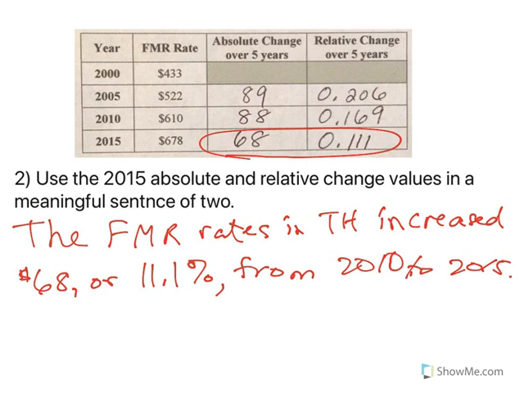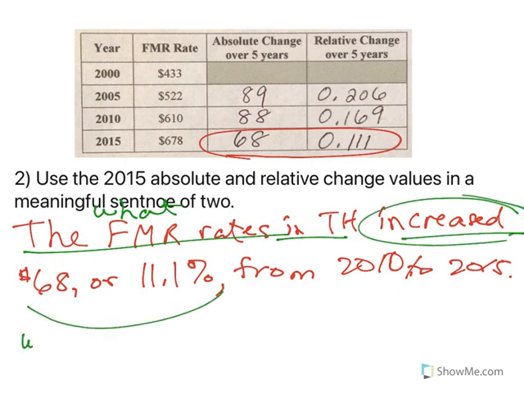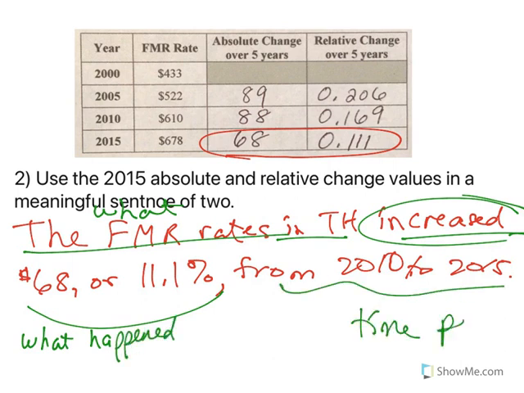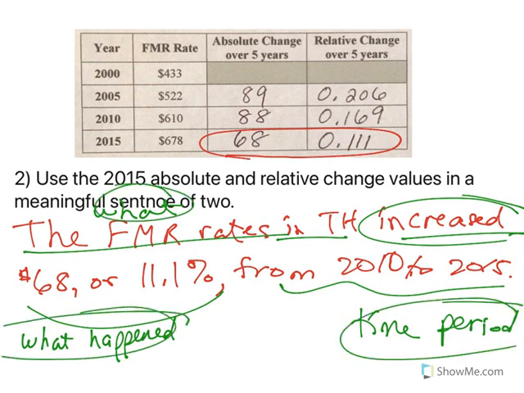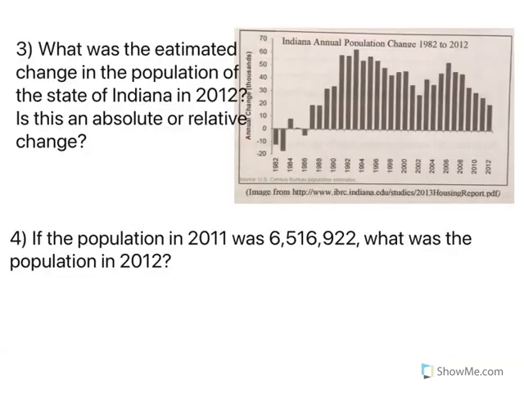Now, I like always to say when you're writing a meaningful sentence, you want to talk about what? What are we talking about? In this case, fair market rental rates in Terre Haute. What happened to them? We need an increase. So, what's the math? What happened? And we need a time period. What's the time period that we're talking about? If you have those three pieces, life is going to be pretty good here.